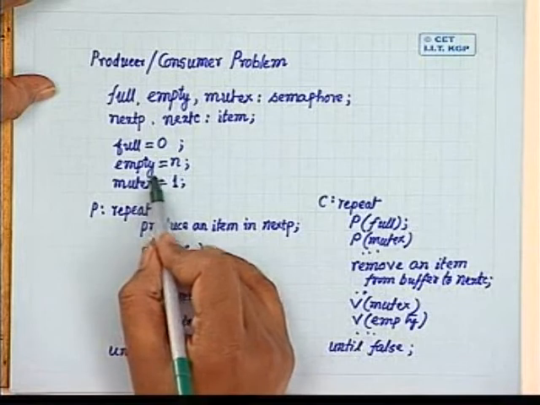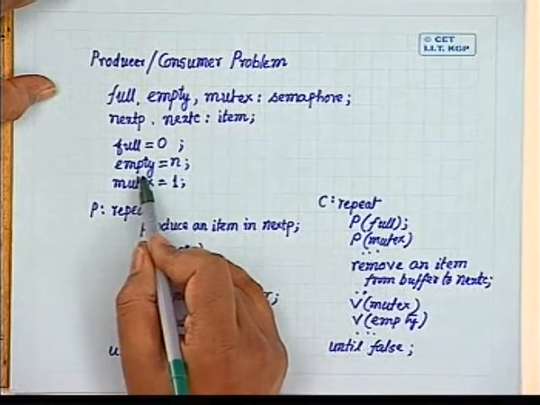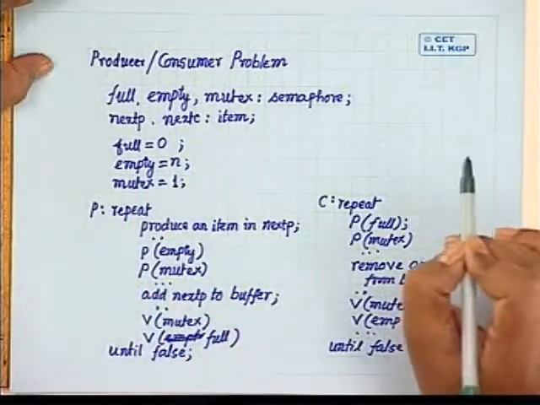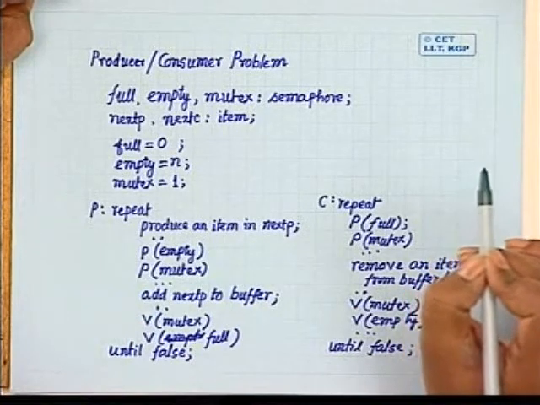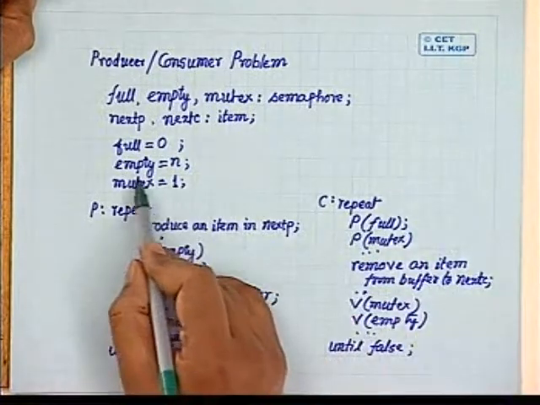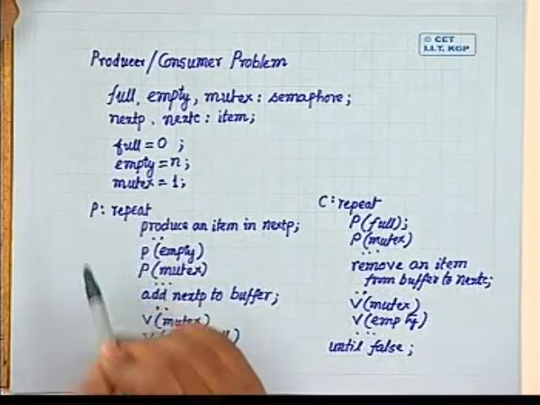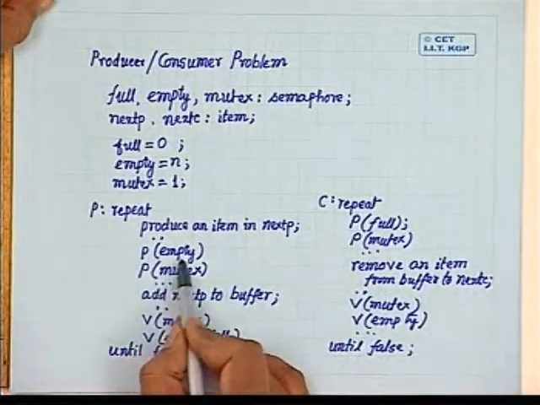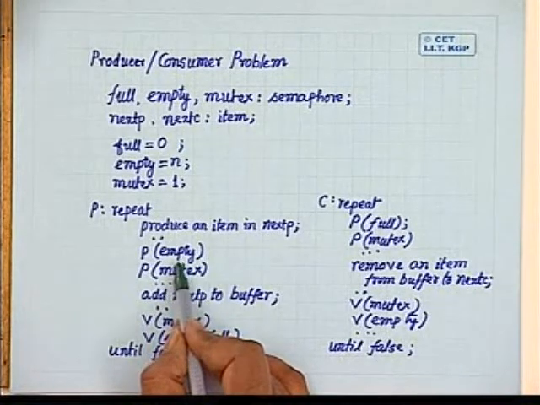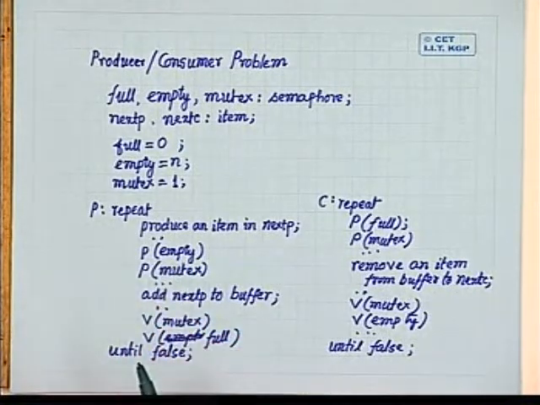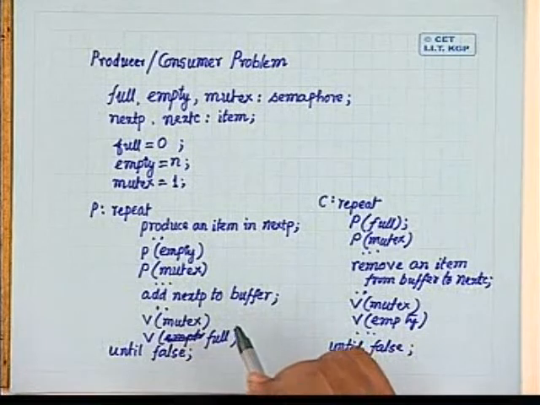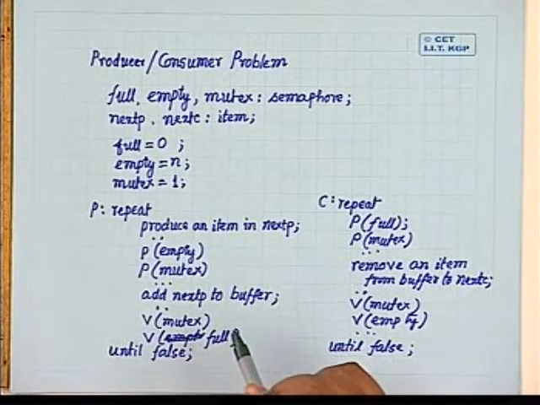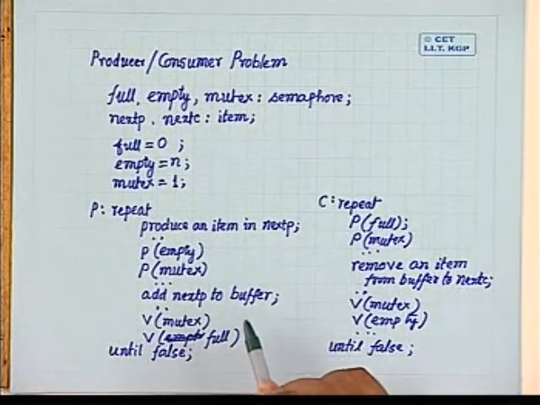So here also, first, the producer process performs this P(empty) operation, and because of this, it is quite obvious that the value of this semaphore variable empty indicates how many locations in the buffer are free. Okay. So whenever the value of empty comes down to zero, that means the buffer is full. Okay. So if this P(empty) operation is not successful, in that case we know that the buffer is full, so the producer process cannot put this item into the buffer. So the producer process will be blocked.